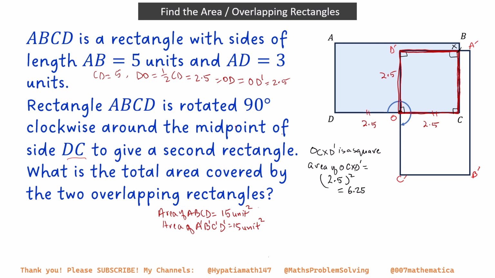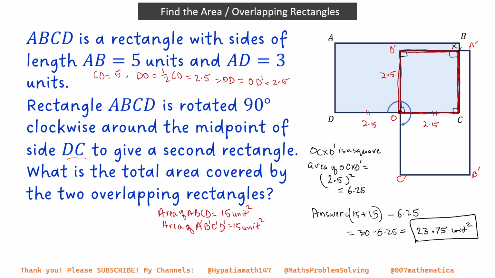So the answer: the total area of these regions would be the area of the two rectangles, so 15 plus 15, minus 6.25. So that would be 30 minus 6.25, and that is equal to 23.75. So we can say 23.75 units square, and that is the answer.